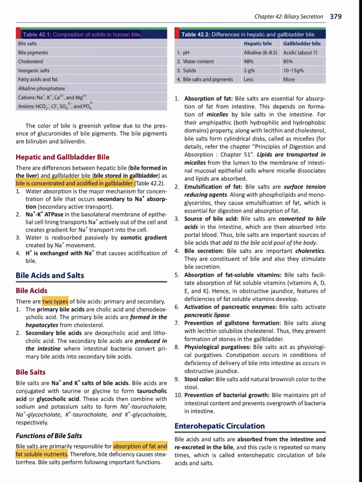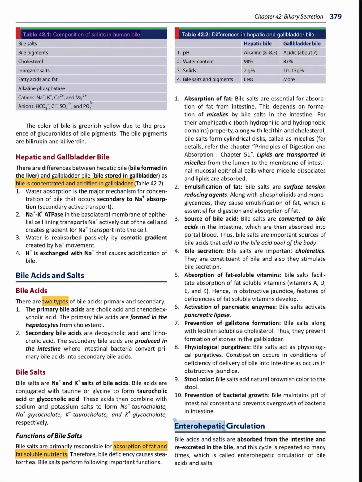Physiological purgatives. Bile salts act as physiological purgatives. Constipation occurs in conditions of deficiency or non-delivery of bile into the intestine, as occurs in obstructive jaundice. Stool color. Bile salts add the natural brownish color to the stool. Prevention of bacterial growth. Bile maintains the pH of intestinal content and prevents overgrowth of bacteria in the intestine.